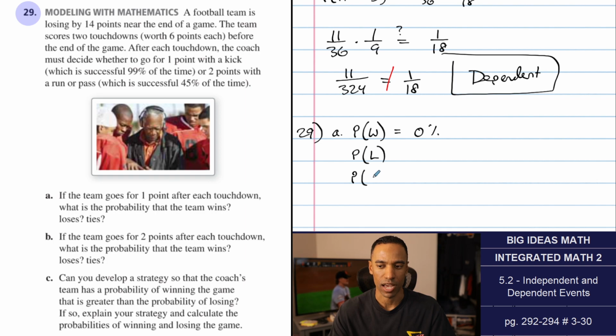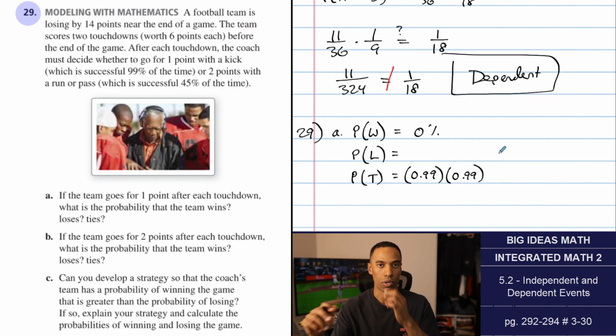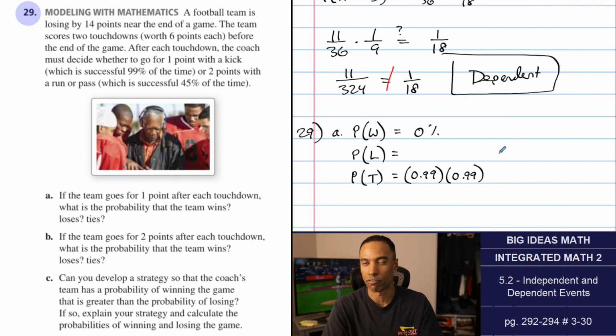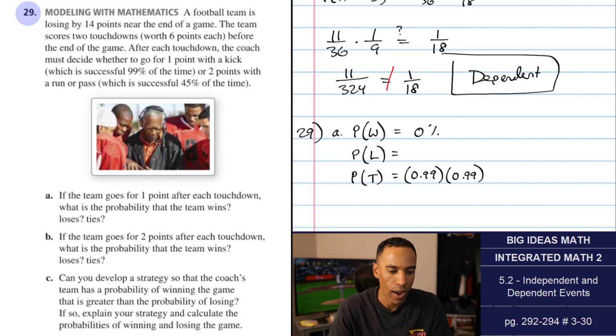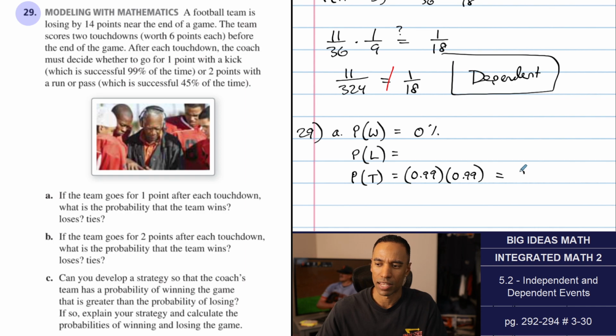Let's start with the probability of a tie, because that's what's going to happen if you make both of them. So what you have to do is take the 99% chance that you make the first kick, times the 99% chance you make the next one. Remember, they're independent events. Making the first one doesn't change the probability that you make the second one. So 0.99 squared is 0.9801. Let's write that as the exact 98.01%.